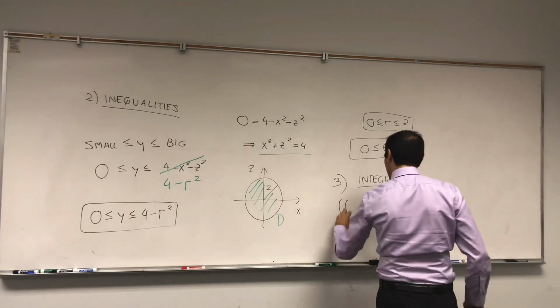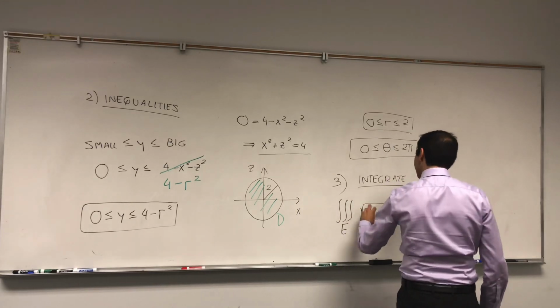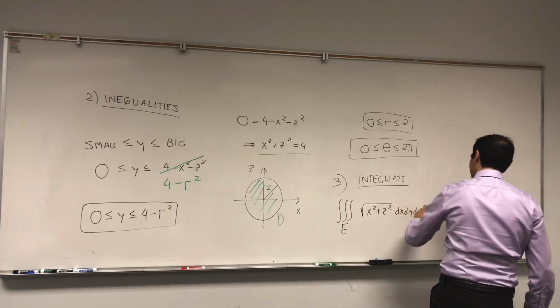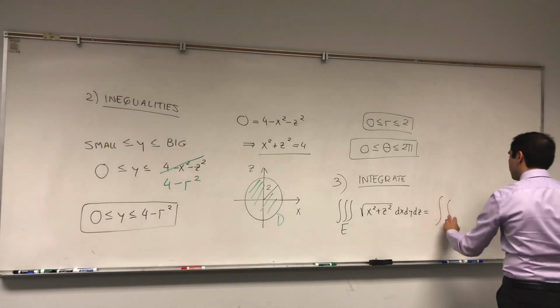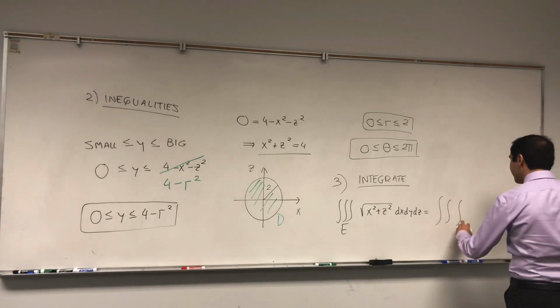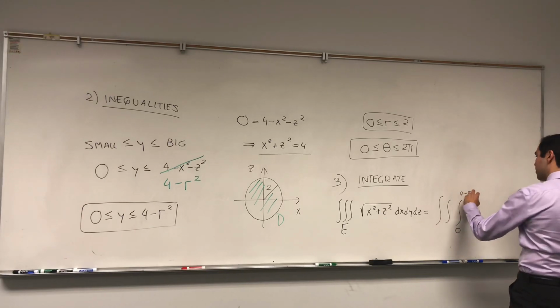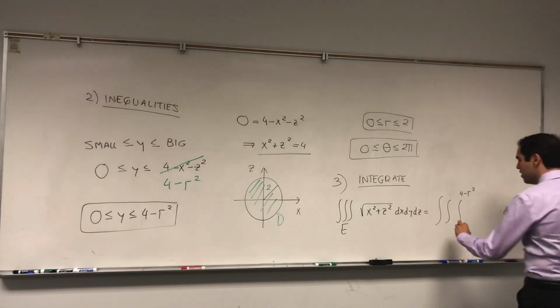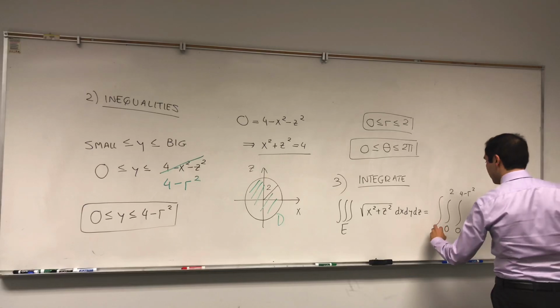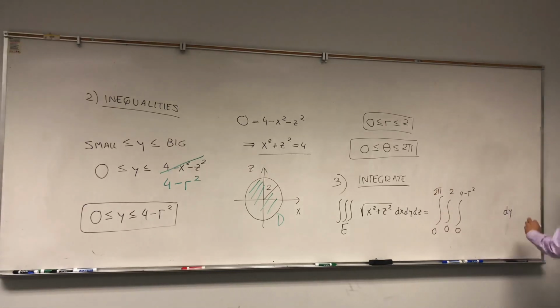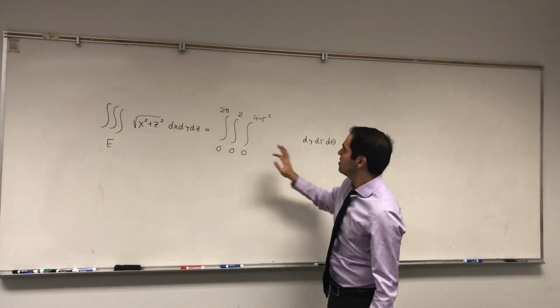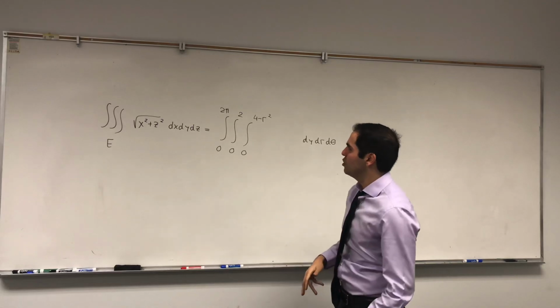Then, what do we have? The triple integral over E of the function square root of x squared plus z squared dx dy dz. What this becomes is the triple integral. We had y between 0 and 4 minus r squared, so dy. Then we saw r is between 0 and 2, and theta between 0 and 2 pi, so dr d theta.